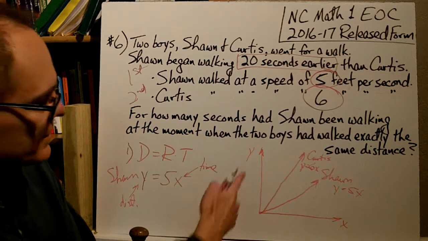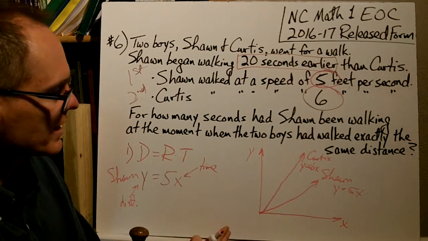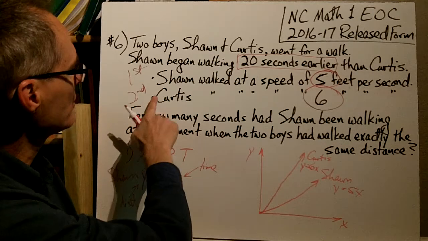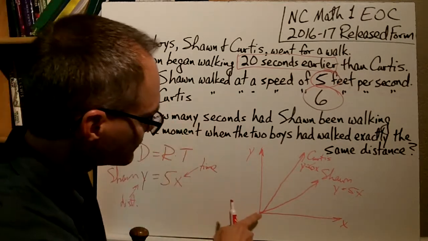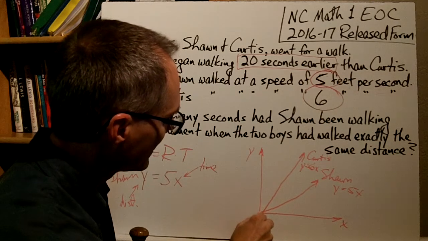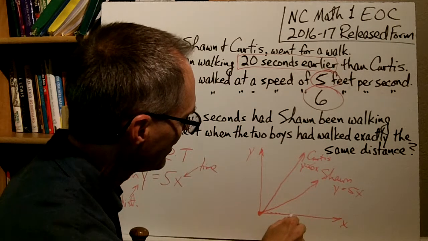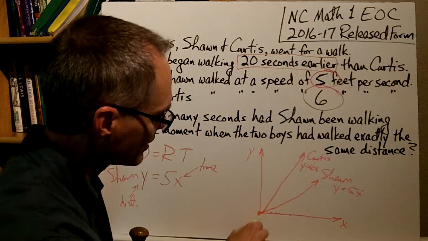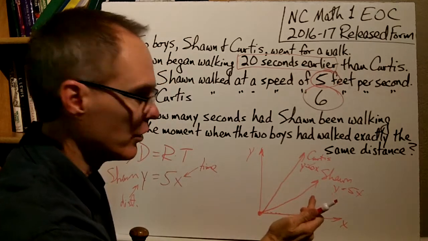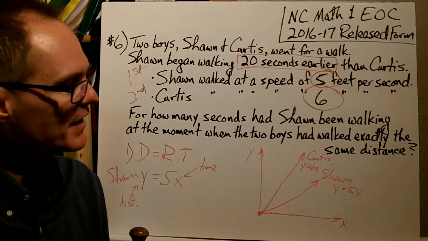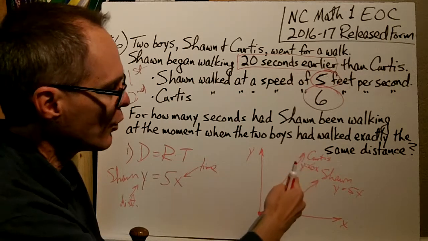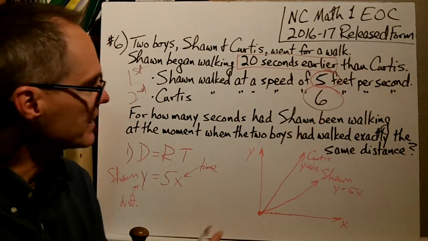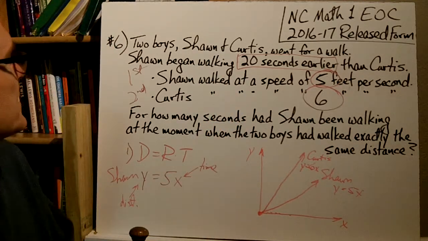Well, but now I've got a sense of exactly what it is that I'm looking for, because Curtis starts walking 20 seconds after Sean. Curtis doesn't start walking right here. He's going to start walking sometime later here, which means this line, the graph of Curtis's walking, I just want to move over by 20 seconds. And if I can figure out how to come up with an equation for Curtis's line moved over 20 seconds, then I think I can solve this problem. So let's see what that might look like.